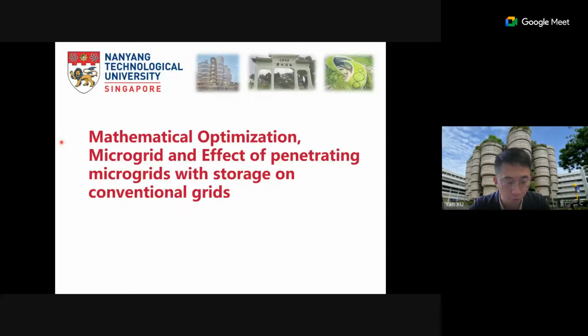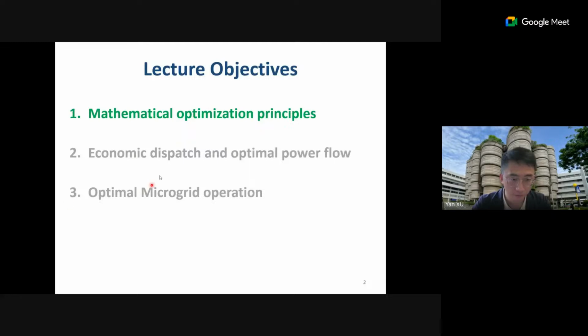And after that, I will show you some specific research works on microgrid optimization with energy storage. You will see how this microgrid can exchange power with the conventional main grid during its operation when it is trying to maximize its revenue. That is basically the topic of today.